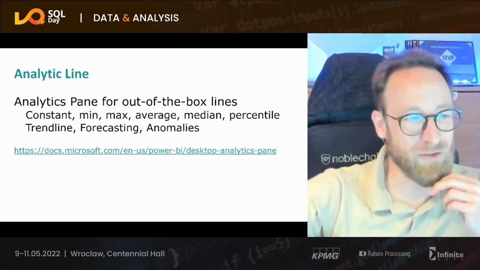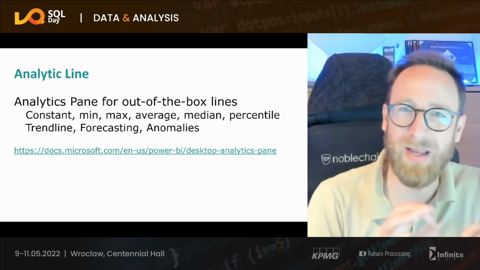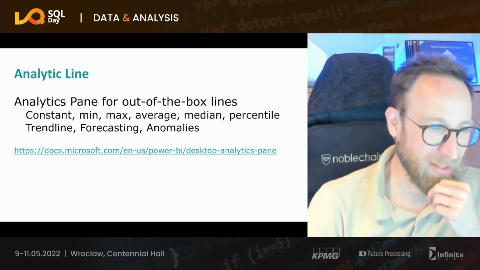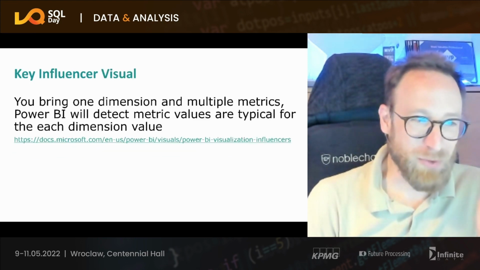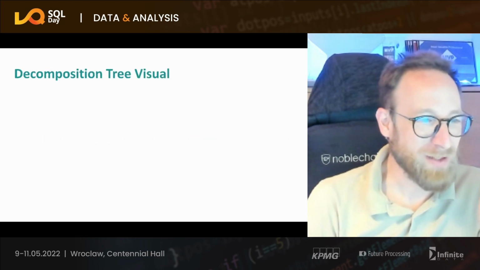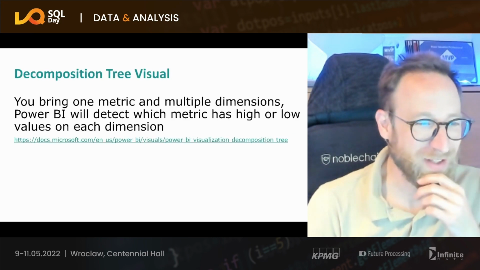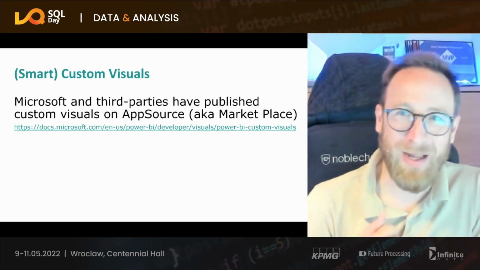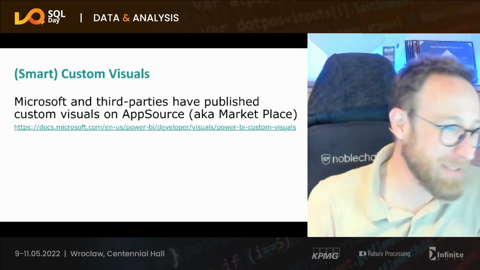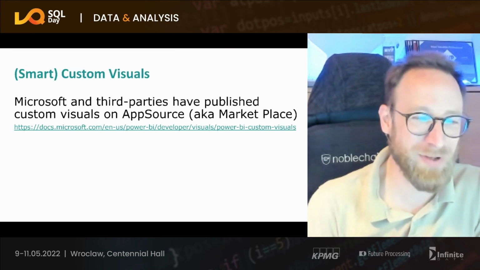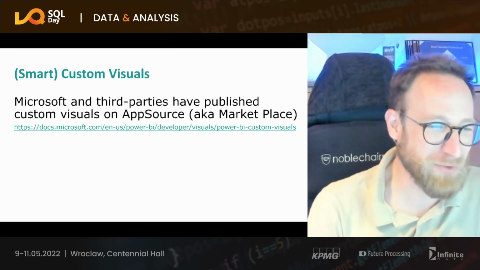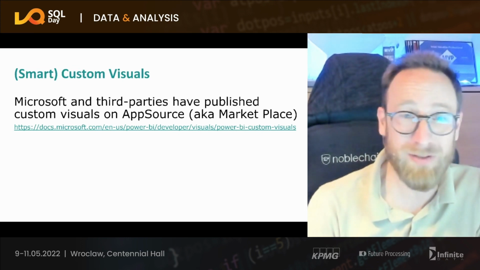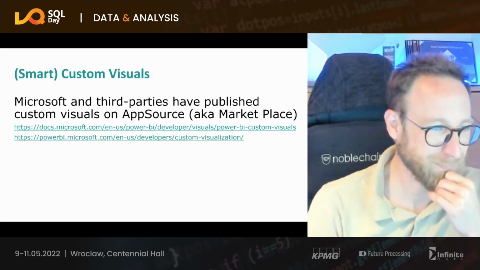Analytics line: I did show you the constant line with the 50%, and we discussed the trend line, the forecasting, and the anomalies. We did not have time to talk about the key influencer visual and also the decomposition tree, so you have to check this out on your own. We have seen one smart custom visual for the ARIMA. It's just a placeholder for many different things on the AppSource or marketplace. They're all constantly changing the name, but it's always the same thing where you can download those visuals. You can also write your own visuals and load them directly into Power BI if you want.